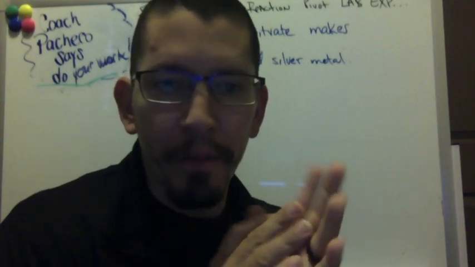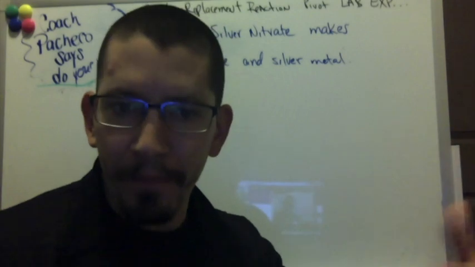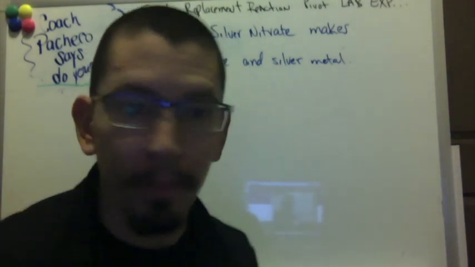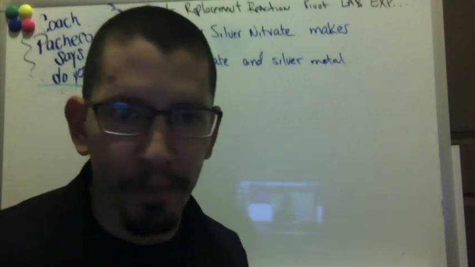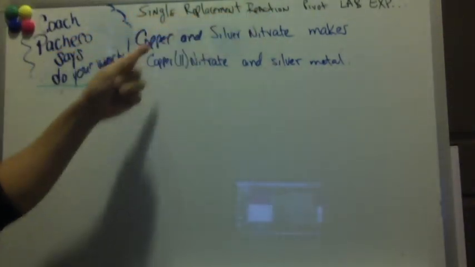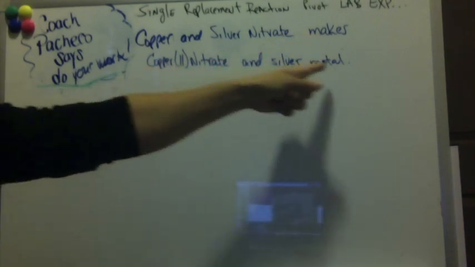All right, what we're going to try to do is work the pivot lab, but from the chemical standpoint of all the work that we need to do behind, like the behind the scenes of what's actually happening in the pivot lab. In the pivot lab, you're given a single displacement reaction, and in which case we're given copper and silver nitrate is going to make copper 2 nitrate and silver metal.